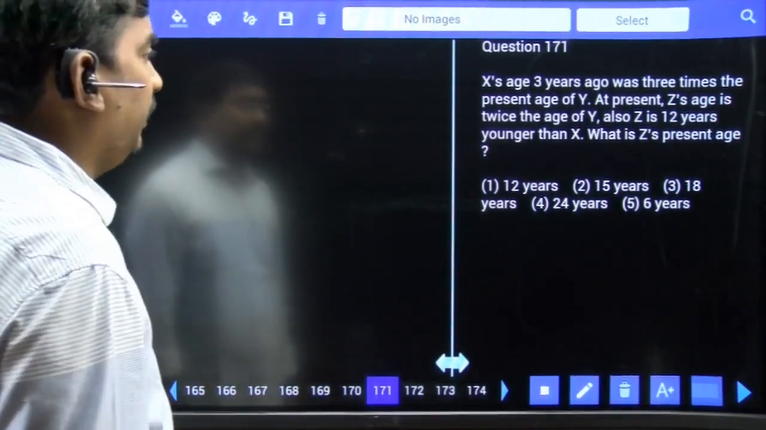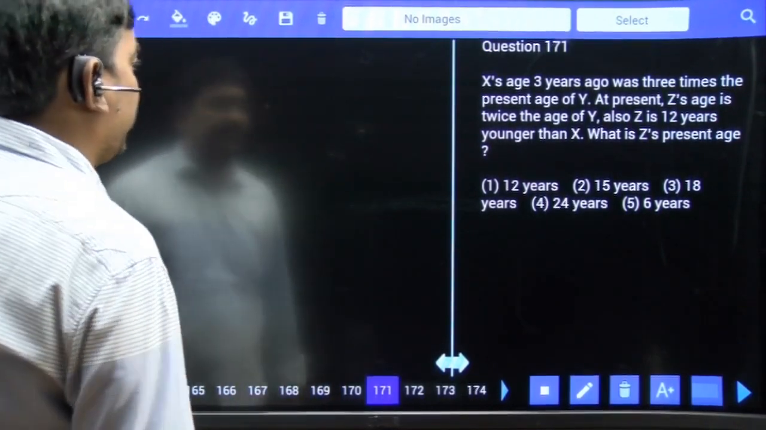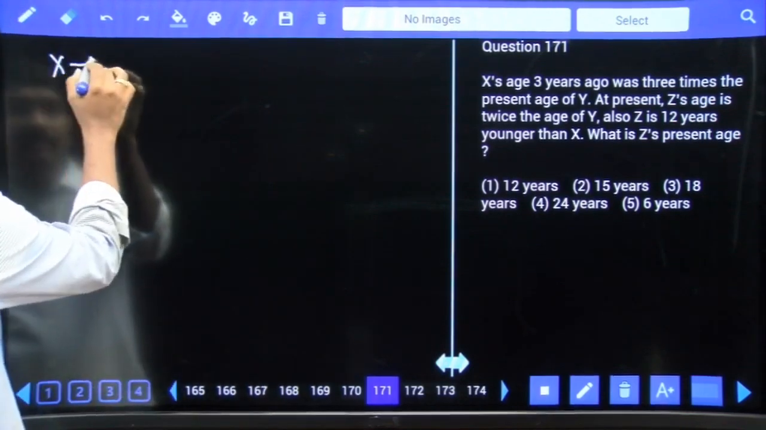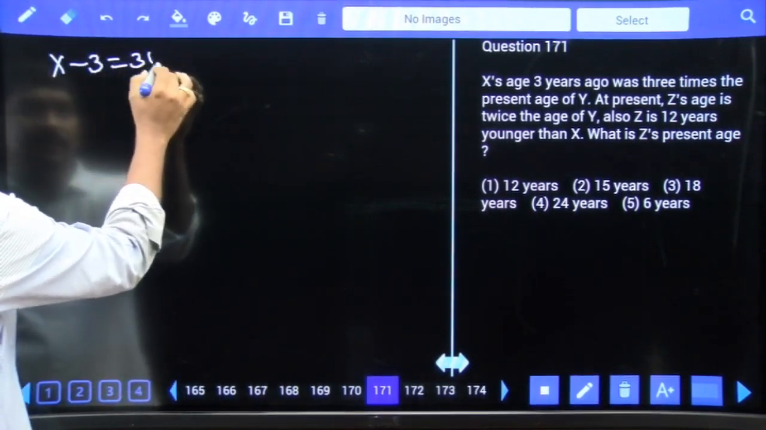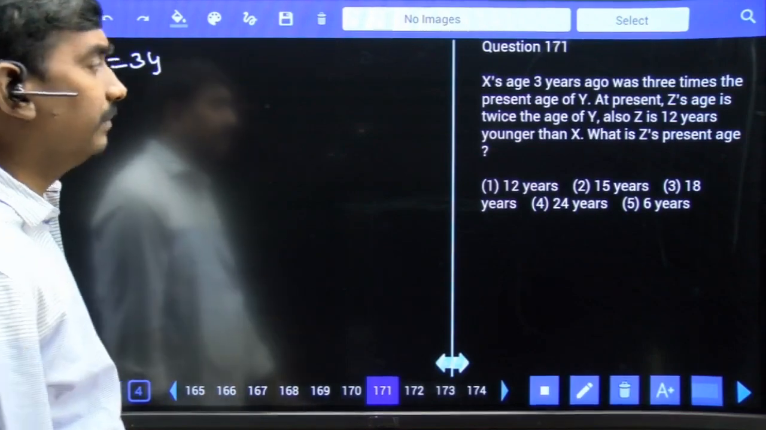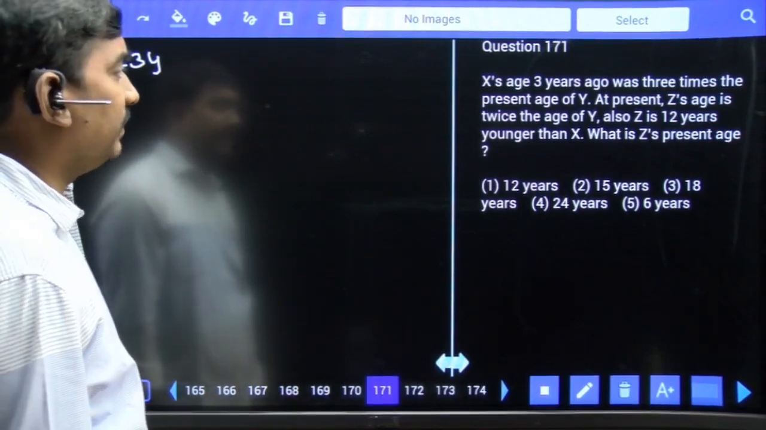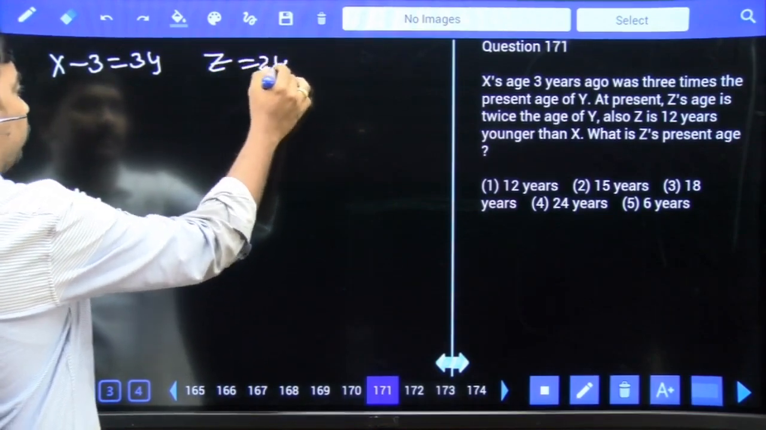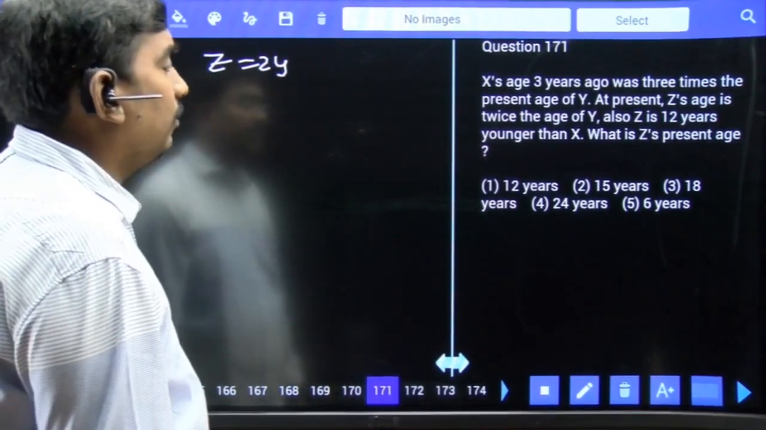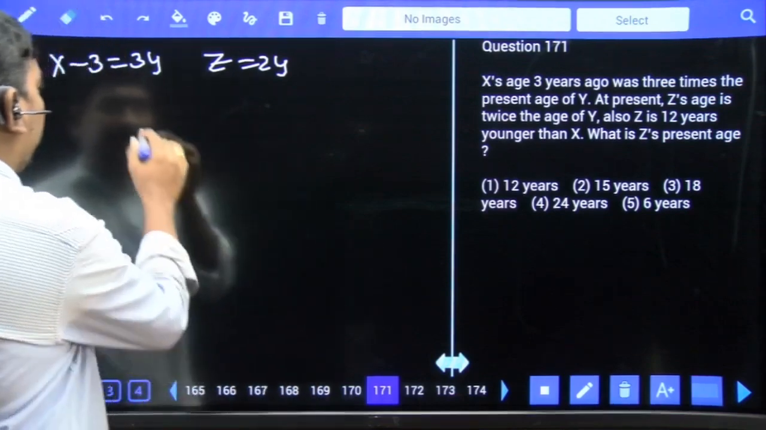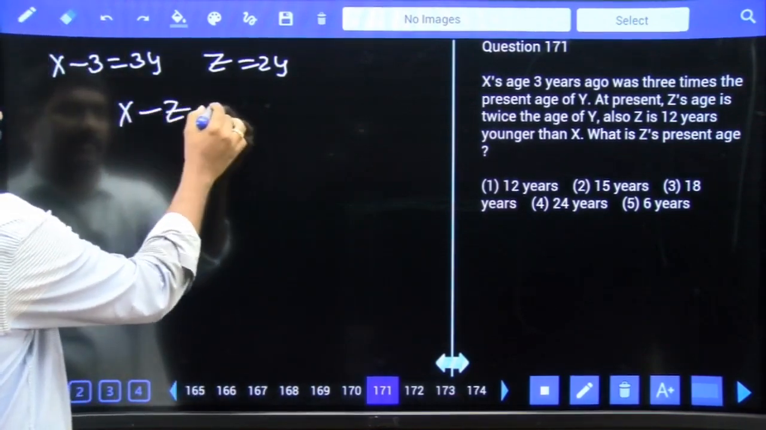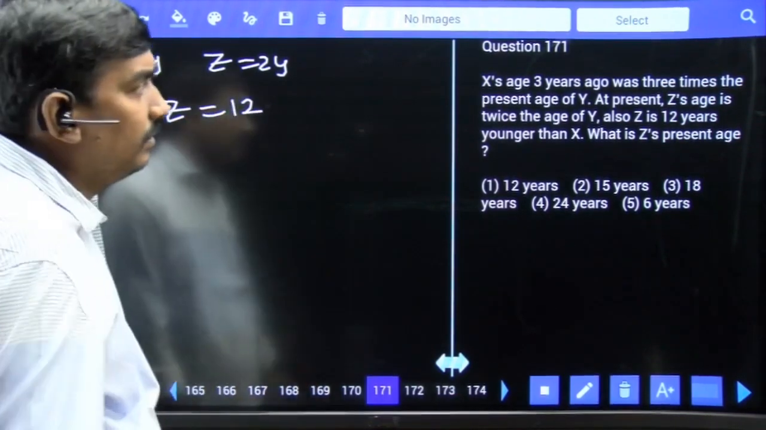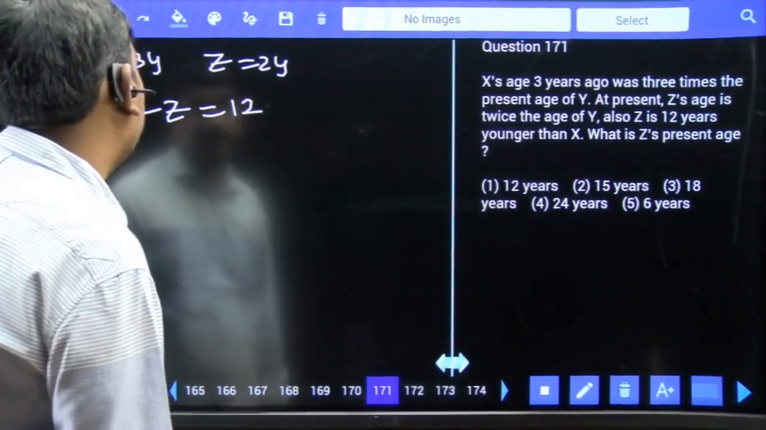X's age 3 years ago was 3 times the present age of Y. X minus 3 is equal to 3 times the present age of Y, which means 3Y. At present Z's age is twice the age of Y, so Z is equal to 2Y. Also Z is 12 years younger than X, so X minus Z is equal to 12 years. What is Z's present age?